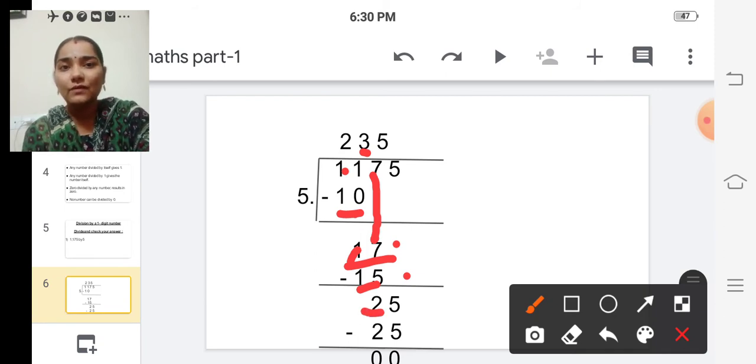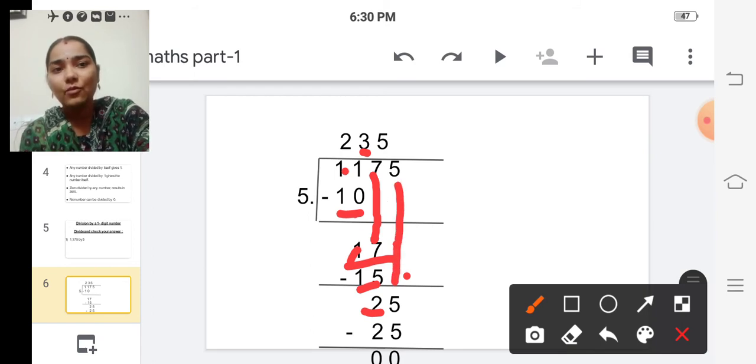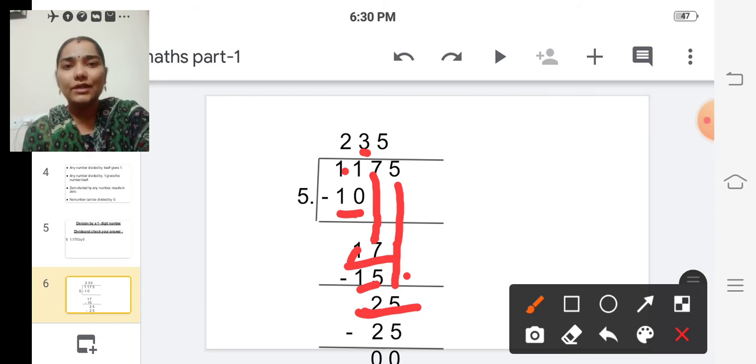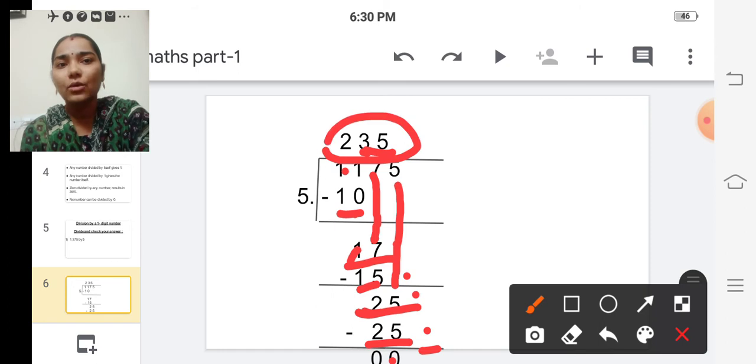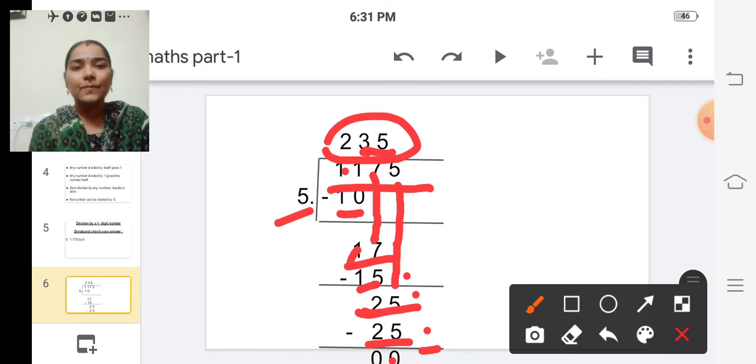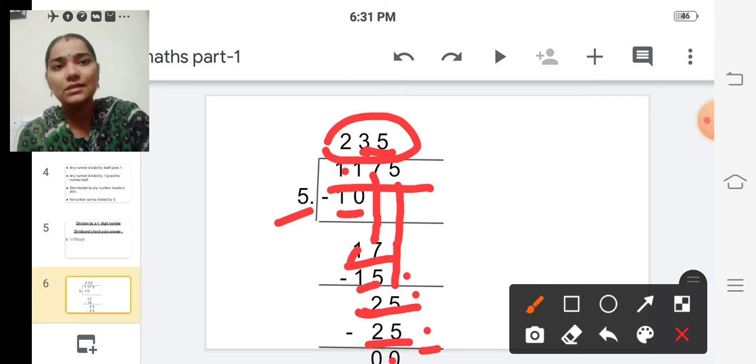In the next step, what we have to do? We have to bring down this 5 ones here. So the number becomes 25, and 5 fives are 25. So we have to write that 5 in the quotient and 25 here, and subtract 25 minus 25, which is 0. So we will get the remainder as 0, and 235 is the quotient, and 5 is the divisor, and 1175 is the dividend. So is it clear, children? So we have divided 1175 by 5 and we get the answer 235. This is the answer.